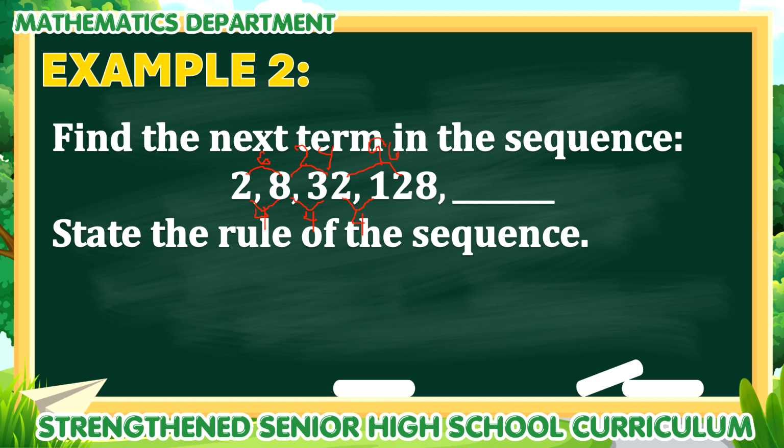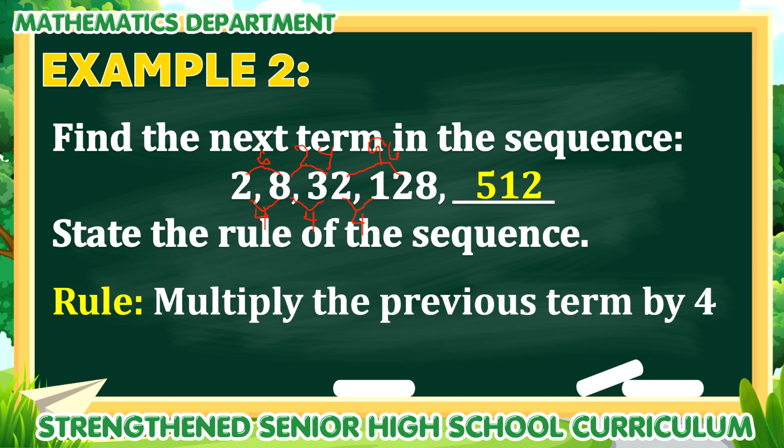That means, to determine our fifth term, we need to multiply 128 by 4. And 128 times 4 gives us 512. So our rule here is to multiply the previous term by 4.